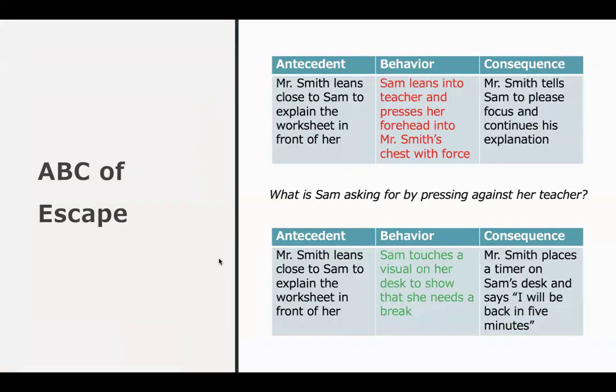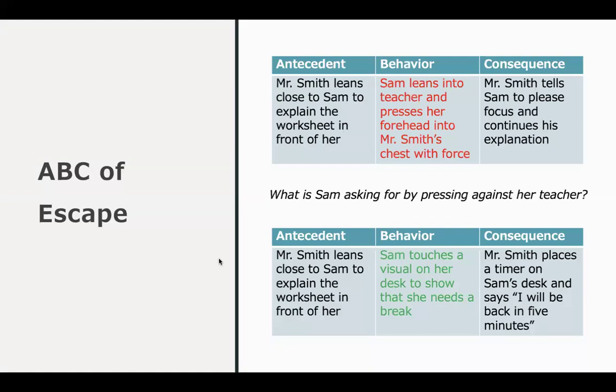So again, remember, when we want to really figure out why we're seeing the situation we're seeing, we do our ABC to break it down, to find out our why, and then what we're learning today, our functions, is going to tell us which why it is.